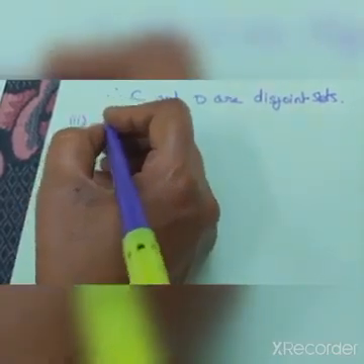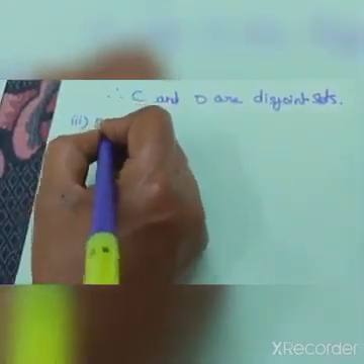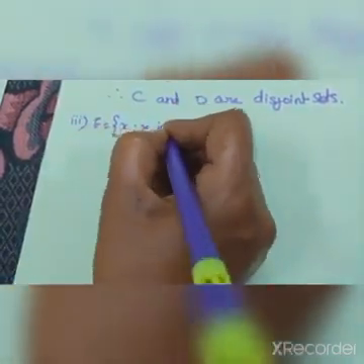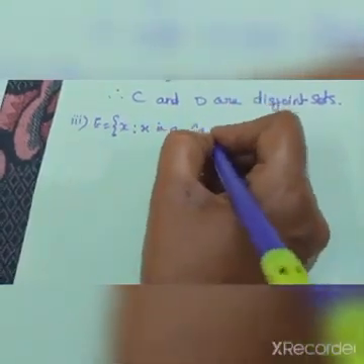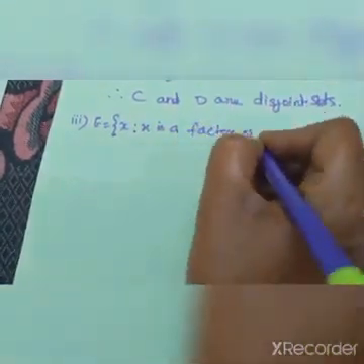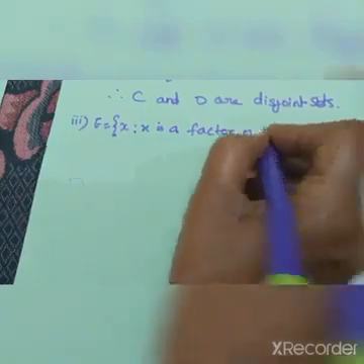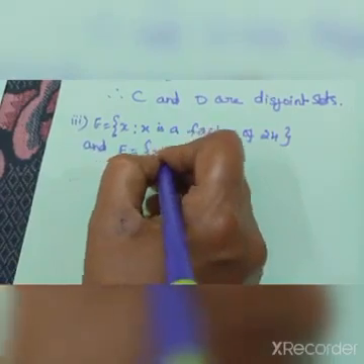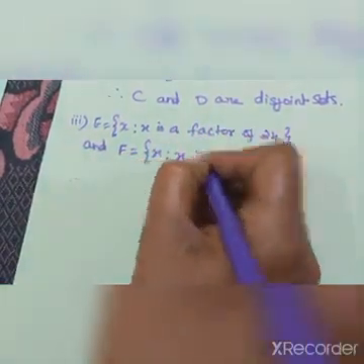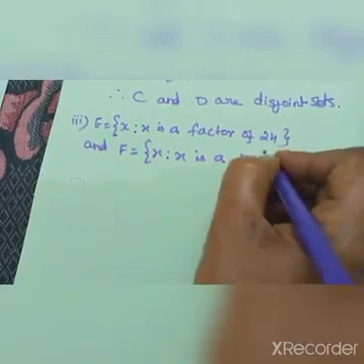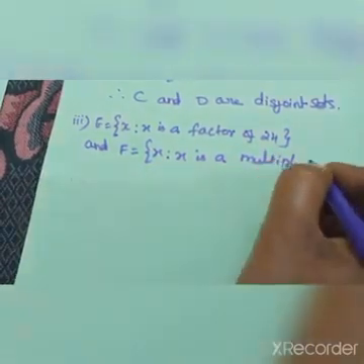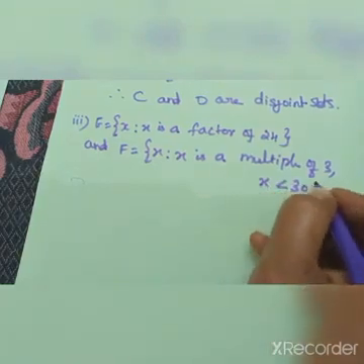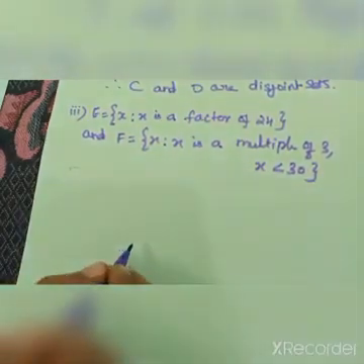Okay, now third subdivision is E is equal to {x such that x is a factor of 24} and F is equal to {x such that x is a multiple of 3, x is less than 30}. Okay, how can we do this one?